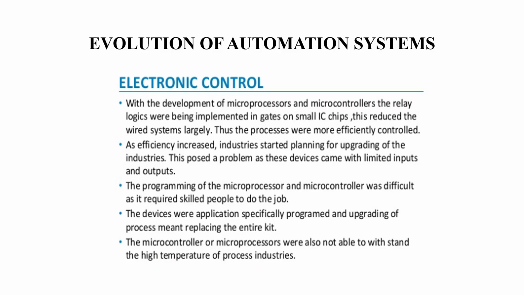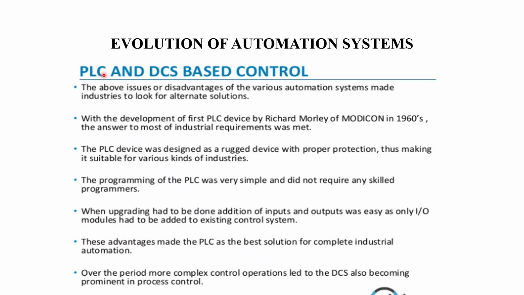Okay, so that is a drawback of electronic control. In continuation of electronic control, the next one is PLC and DCS based control. So the above issue, that is withstanding high temperature, can be overcome by means of a device called PLC. This device was first proposed by Richard Morley in the year 1960. So the answer to most of the industrial requirements was met.